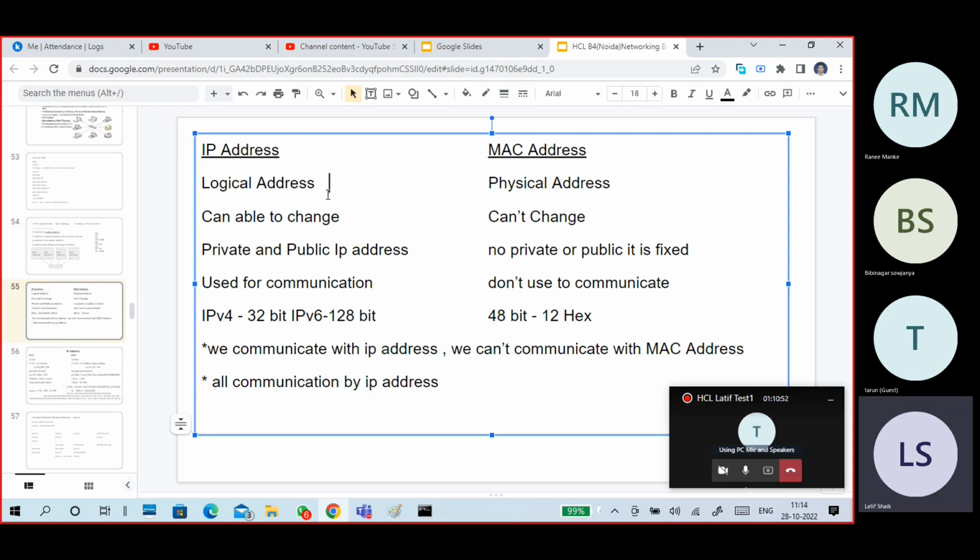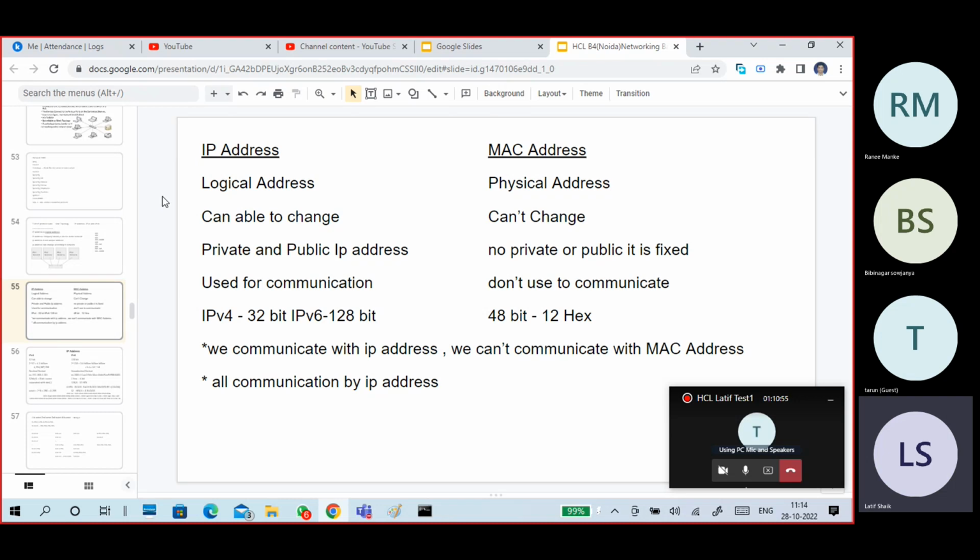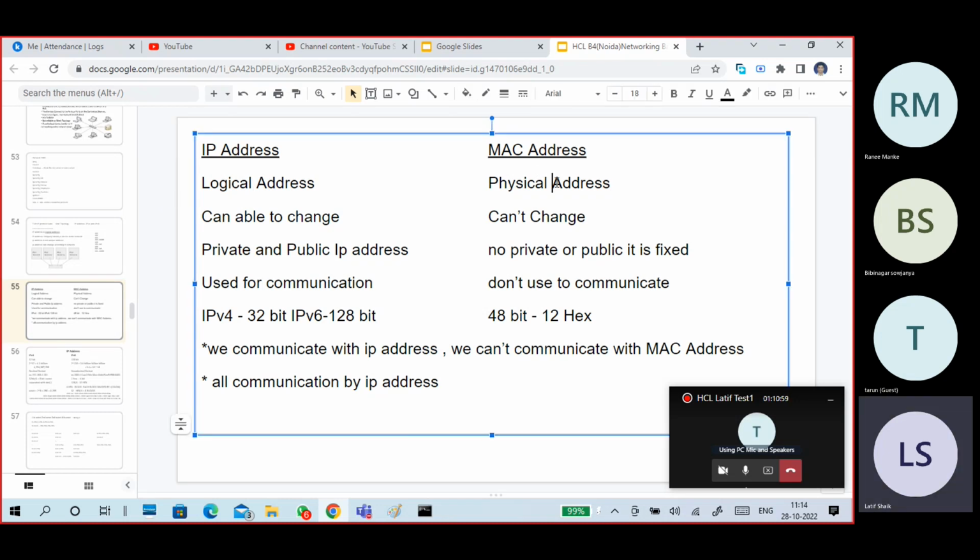Here are the differences, guys. IP address and MAC address. IP address is a logical address. MAC address is a physical address. IP address can be changeable, either manually or automatically. But MAC address cannot be changeable. Why? Because it is given by the manufacturer of the NIC. IP address is given either manually or automatically from a DHCP server. In IP address, we have private and public IP addresses. A private IP address will communicate within the LAN. Public IP addresses communicate over the internet. MAC addresses don't have any private or public addresses.